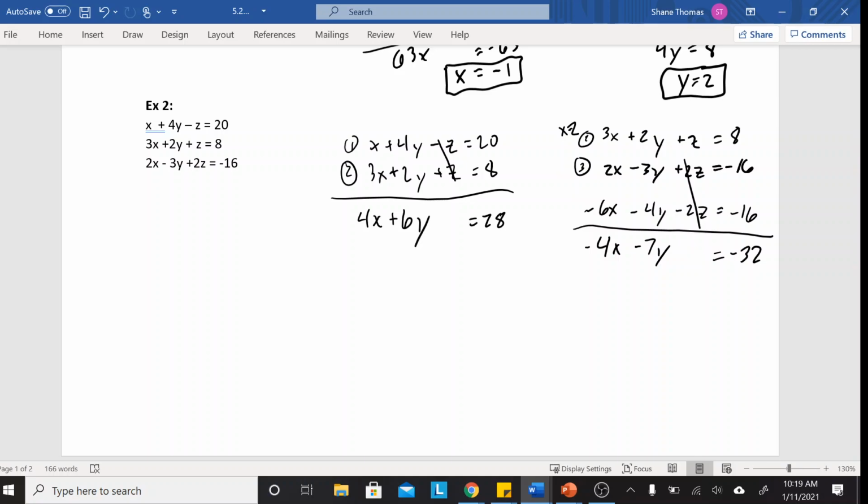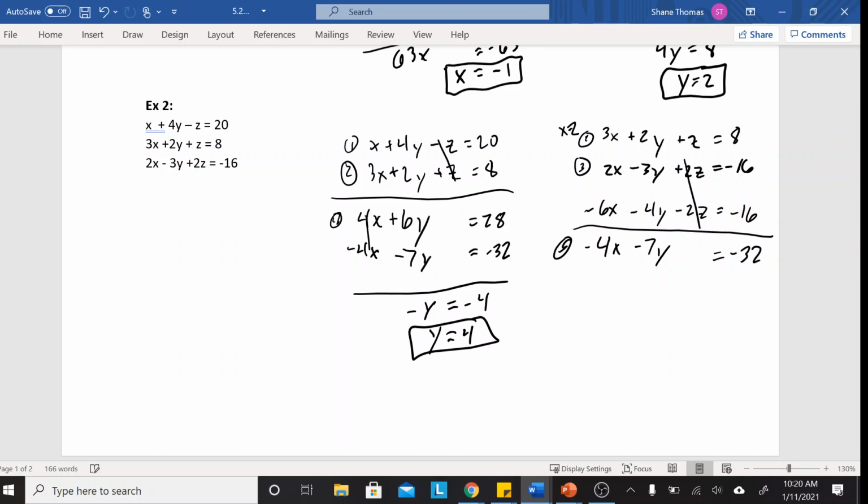Okay, now I have, right here's 4, right here's 5. Now this one's really nice for me too, because if I look at this, I got a 4x and a negative 4x. Man, I like them when they come out like this. Negative 4x minus 7y equals negative 32. Those guys are going to cancel out, leave me with negative y equals negative 4. So y is going to be positive 4. First variable done.